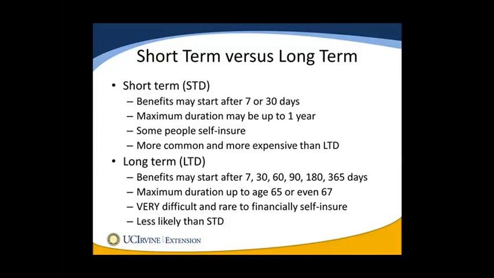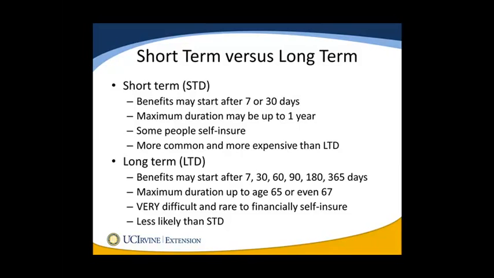Again, because the statistics of you being disabled for 7 days is higher than being disabled for more than 30. And again, the further you push that out, the cheaper the policy becomes because your coverage is less. Some people choose to retain the risk for short-term disability because between their emergency funds, their spouse's ability to earn an income, and access to other financial resources, a short-term can be covered.